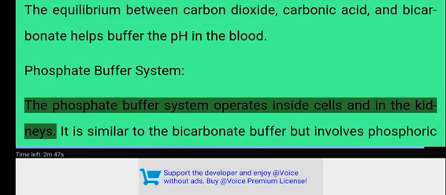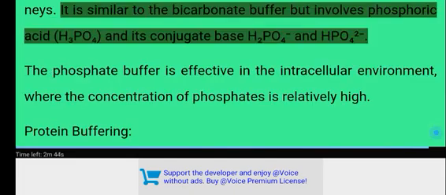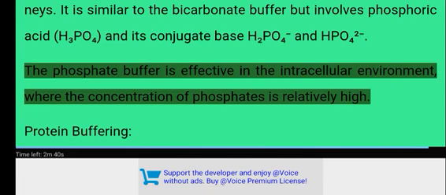Phosphate buffer system. The phosphate buffer system operates inside cells and in the kidneys. It is similar to the bicarbonate buffer but involves phosphoric acid, H2PO4-, and its conjugate base, HPO4 2-. The phosphate buffer is effective in the intracellular environment, where the concentration of phosphates is relatively high.